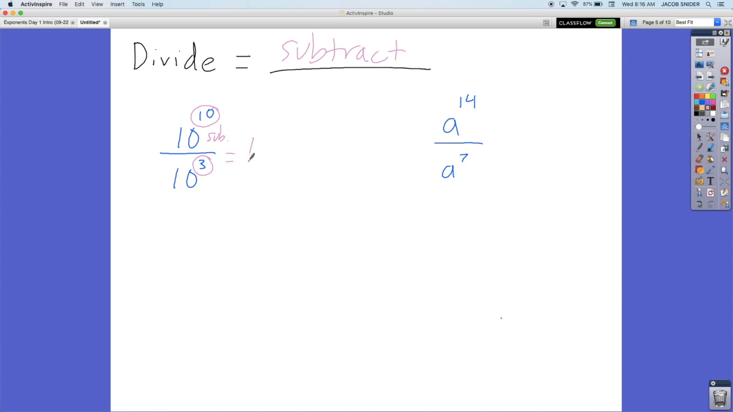So I got 10, subtract 10, take away 3, 7. Over here with A, 14 and 7. Subtract again. A to the 7th. Divide my bases. Divide when they have the same base means I'm going to subtract my exponents.